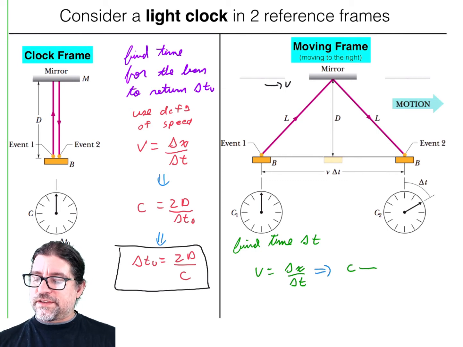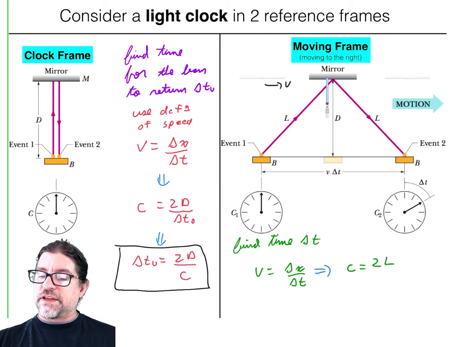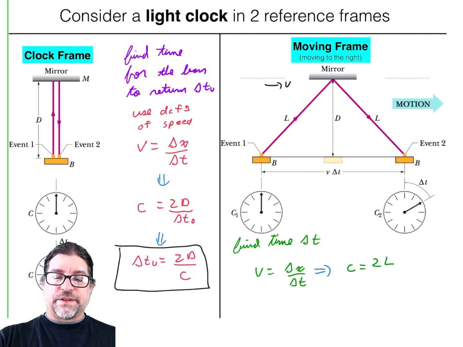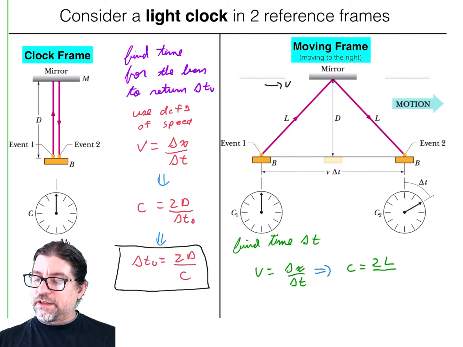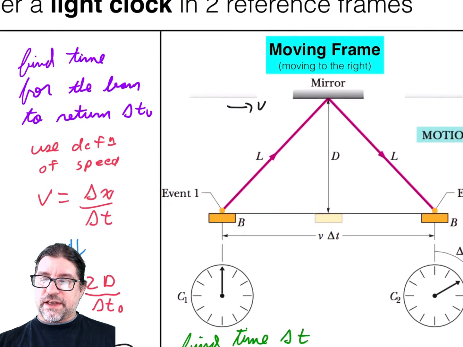C is the speed, and delta x, well, it's going to be 2 times L, right? Because it travels a distance L here and distance L back, divided by the total time delta t. So we need to calculate what L is. Okay, so let me zoom in here, and we're going to figure out this distance L.